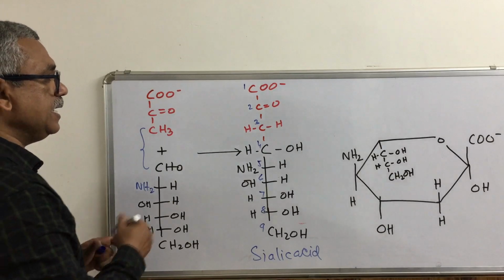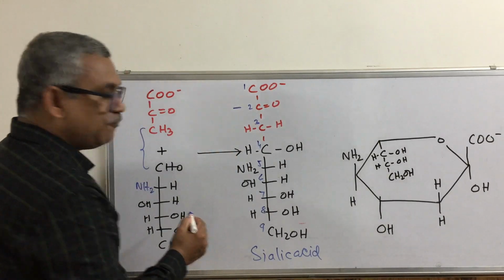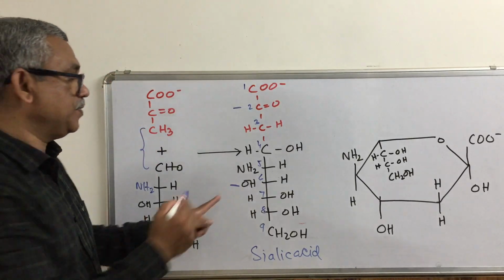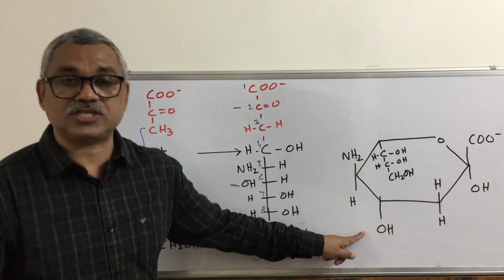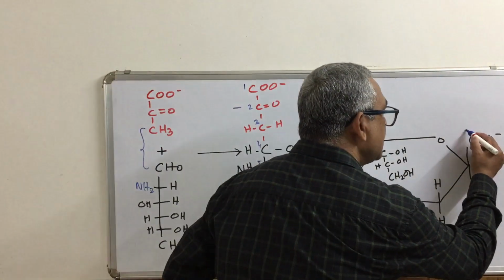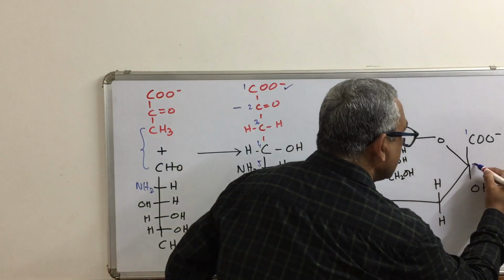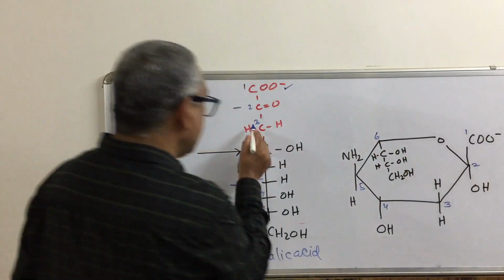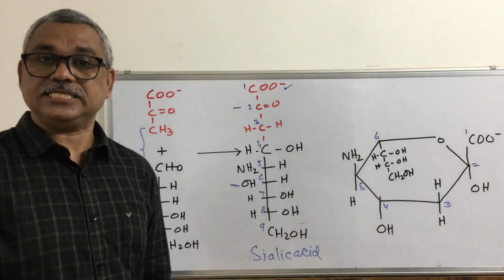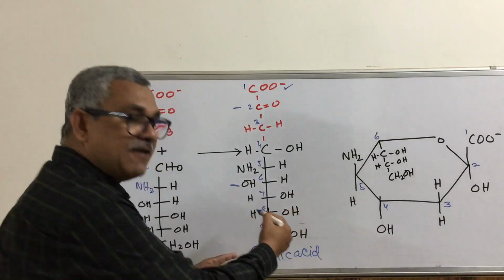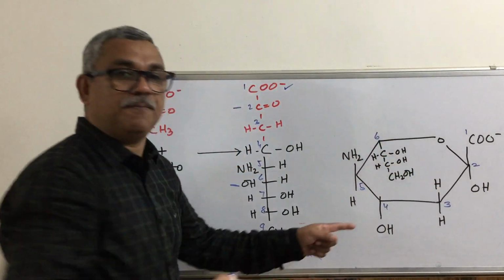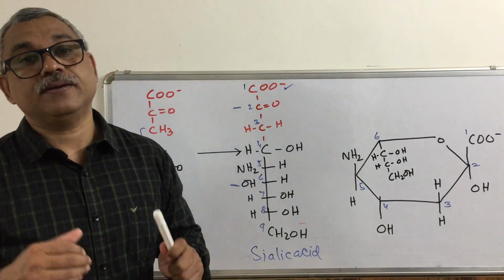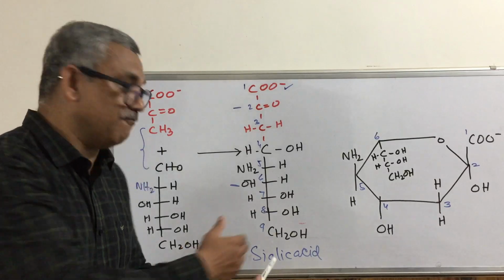Now in this structure, the second carbon atom forms a glycosidic bond with the sixth carbon atom. So therefore, it forms a ring structure as follows. So this will be carbon number 1. This is carbon number 2, carbon number 3, 4, 5, 6. Between 6 and the second carbon atom, a bond is formed. And the remaining number 7, 8 and 9 will be part of the structure. This is how the ring structure of N-acetyl neuraminic acid will be shown.